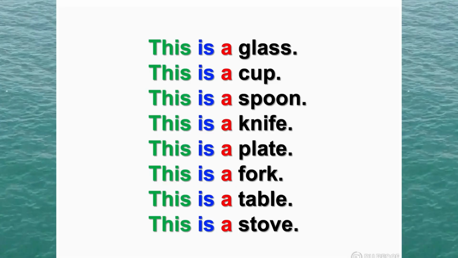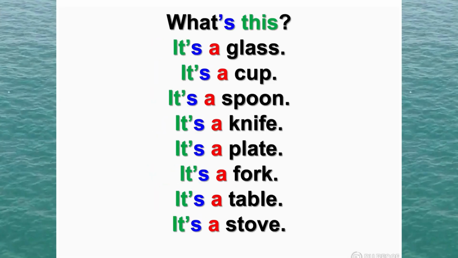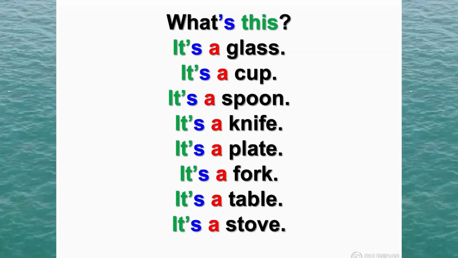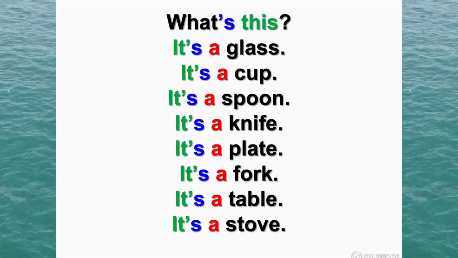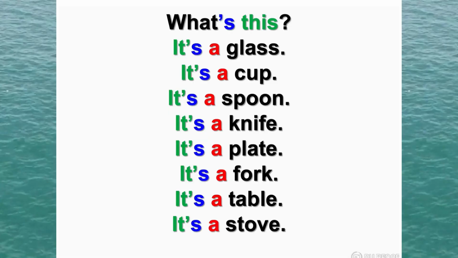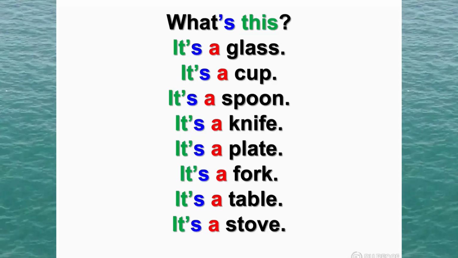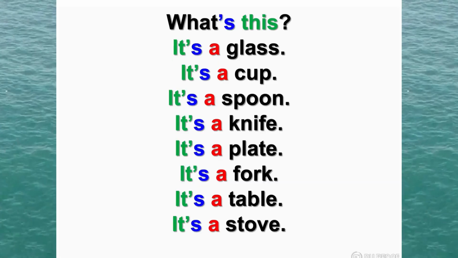Let's continue. What's this? We can say this is a glass, but it's better to say it's a glass. What's this? It's a cup. What's this? It's a spoon. What's this? It's a knife. What's this? It's a plate. What's this? It's a fork. What's this? It's a table. What's this? It's a stove.